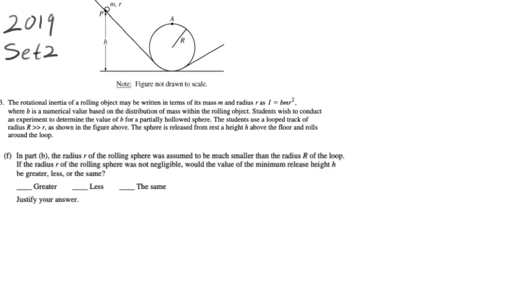Alright, part F. In part B, the radius r of the rolling sphere was assumed to be much smaller than the radius R of the loop. If the radius r of the rolling sphere was not negligible, would the value of the minimum release height h be greater, less than, or the same? And justify your answer. Part F.